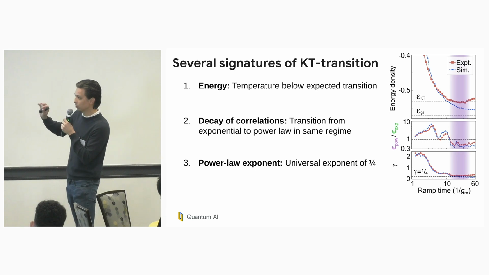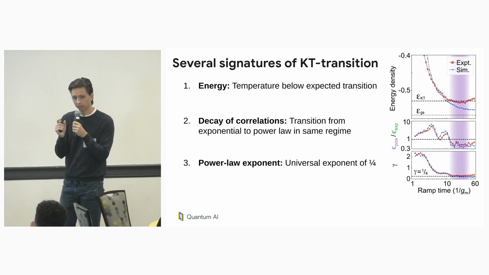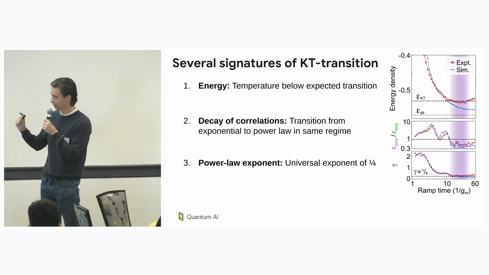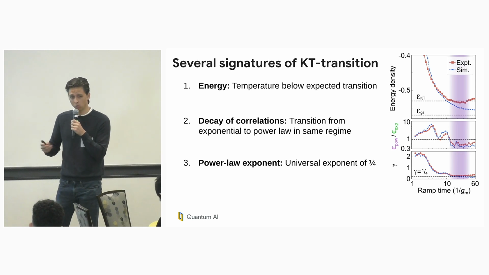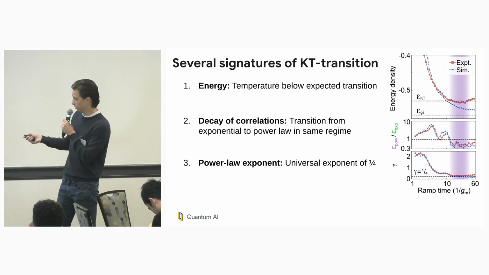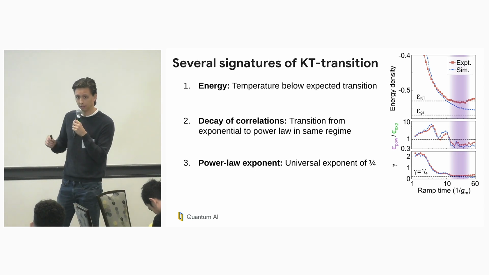Another very neat signature that we can look at is the power law exponent. This exponent is expected to take a universal value of 1/4. I plot the exponent here, and indeed, I find that it goes very close to 1/4. It's about 0.28.